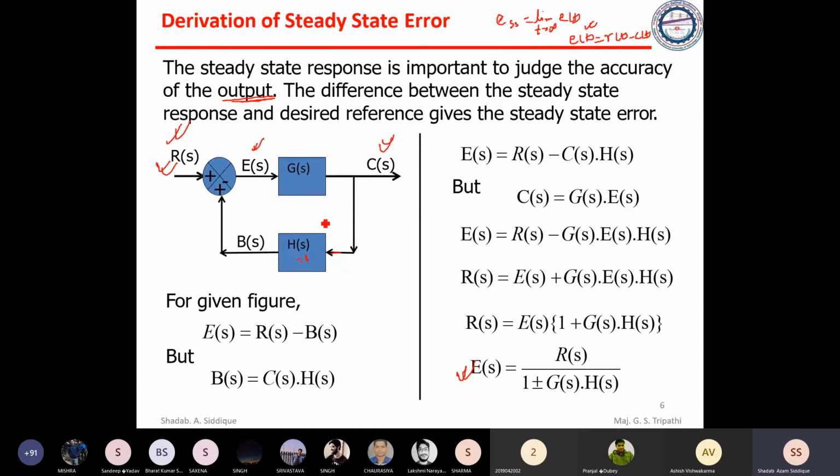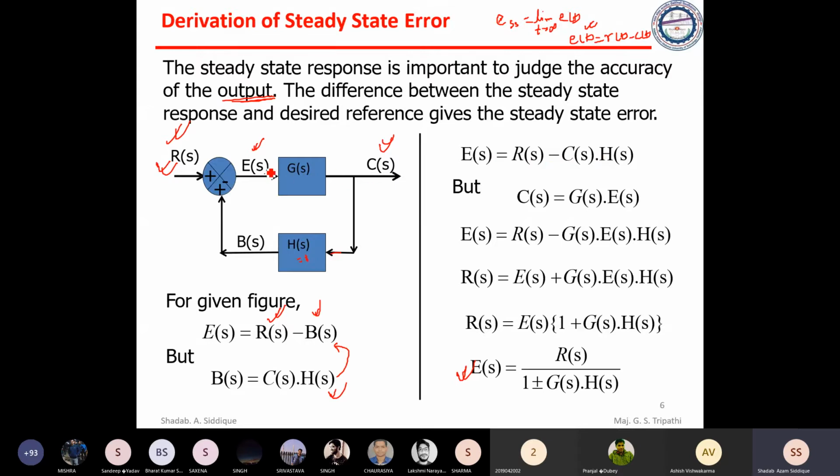We are getting a steady state response, C(s) into H(s). So E(s) should be given as R(s) minus B(s) from this summer term. And what is B(s)? B(s) is equal to C(s) into H(s). We'll substitute in this and find E(s) is equal to R(s) minus C(s) into H(s).